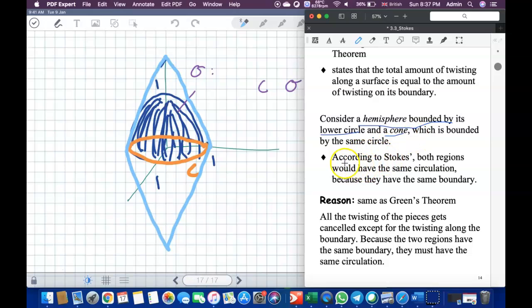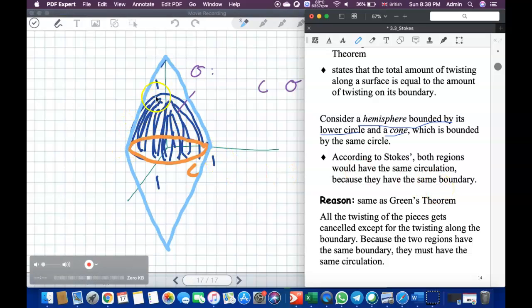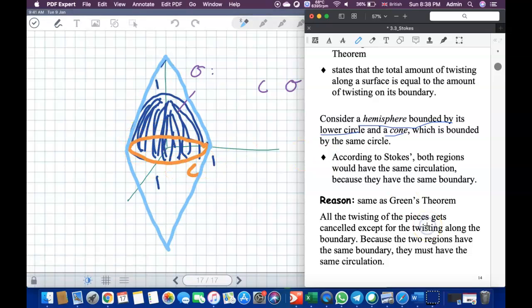According to Stokes, both regions would have the same circulation because they have the same boundary. Meaning that in this case, the hemisphere and also the cone have the same circulation because they have the same boundary. That is the statement, but actually you can compute it.